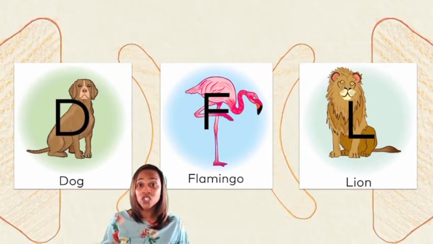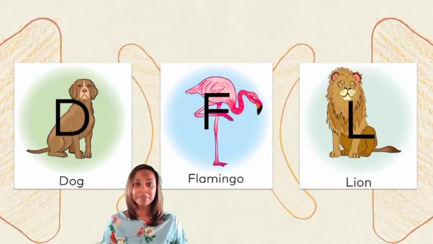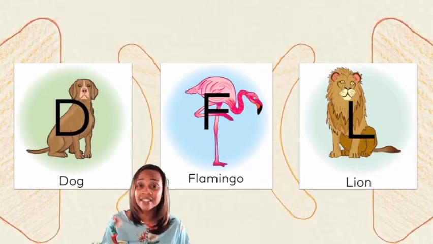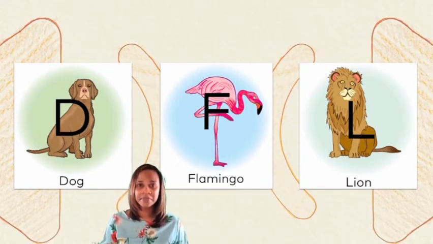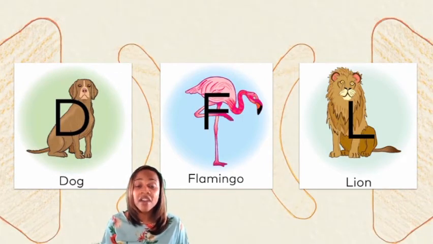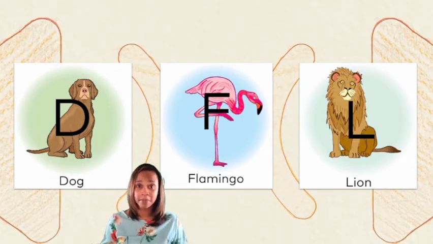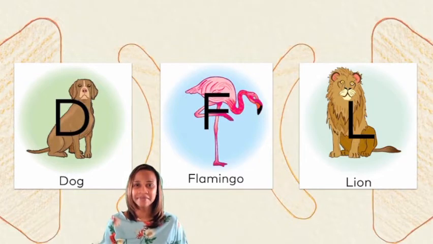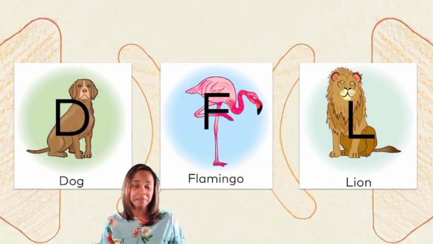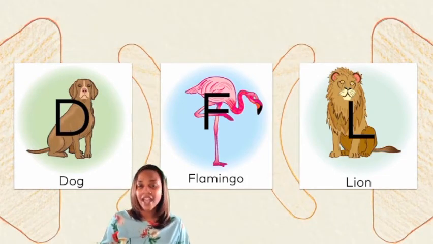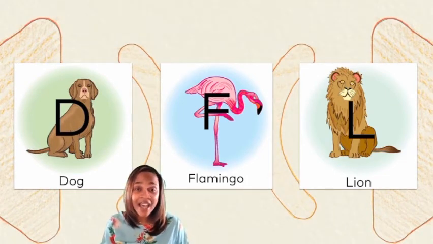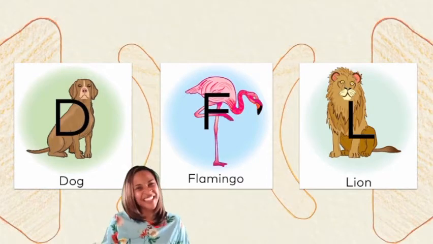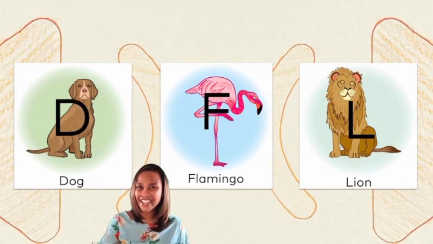D, d, dog. F, f, flamingo. L, lion. Nice work with your letter sound chant.